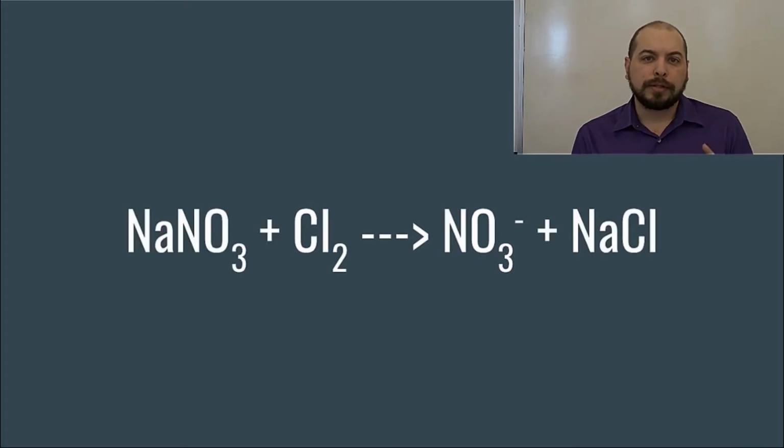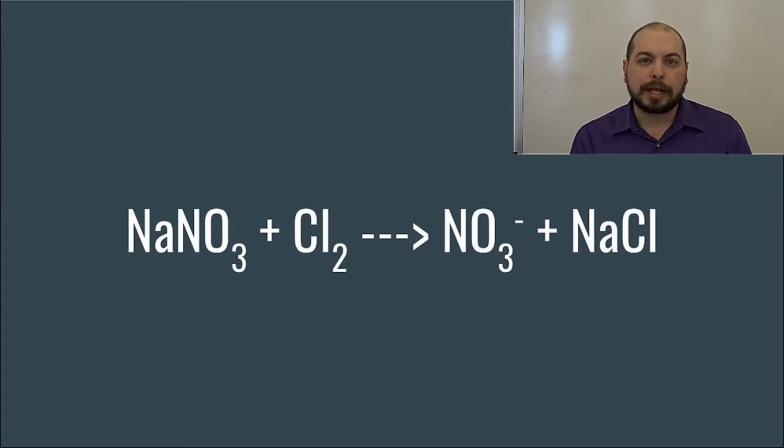Our third example problem, I'm going to show you in a slightly different way because it's a slightly more complex problem. This is the most tried and true method, so it's one that I highly recommend, especially if you're dealing with a slightly more complex problem. So what we're going to have here is sodium nitrate, NaNO3, plus chlorine gas, Cl2, reacting to yield nitrate ions, NO3-, plus sodium chloride.